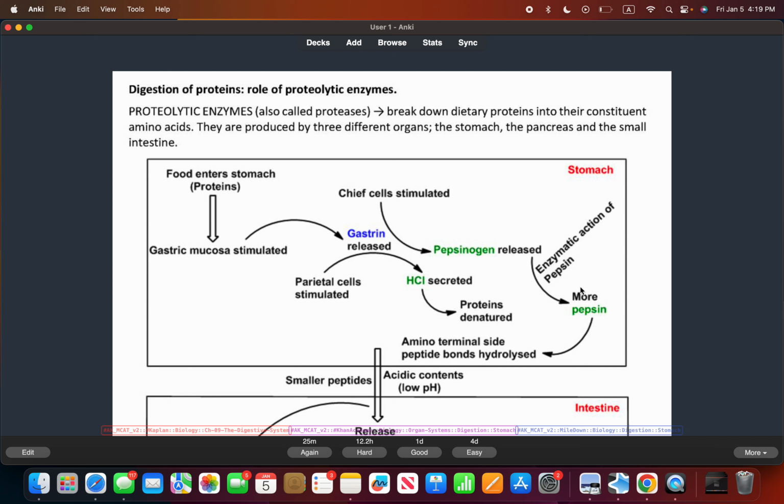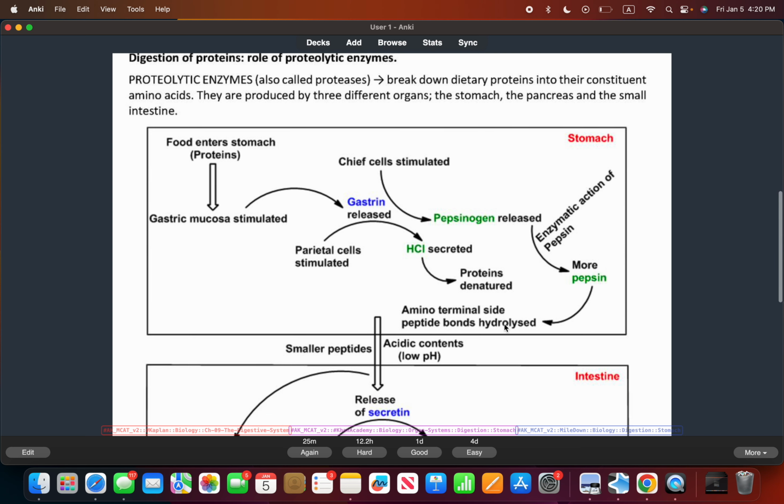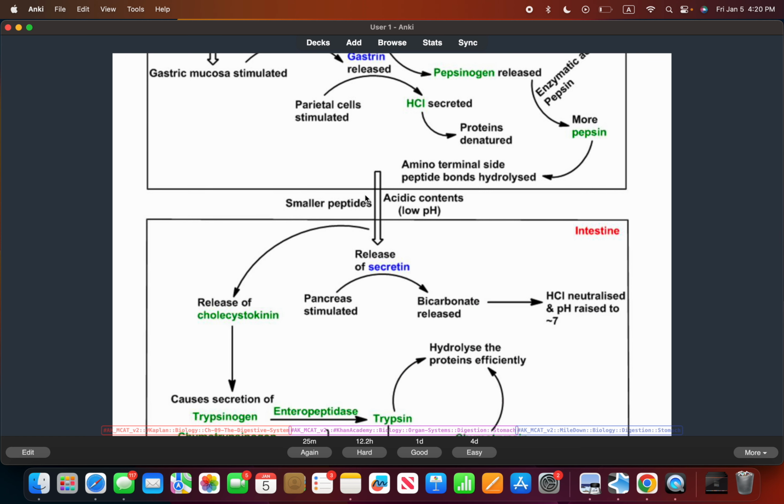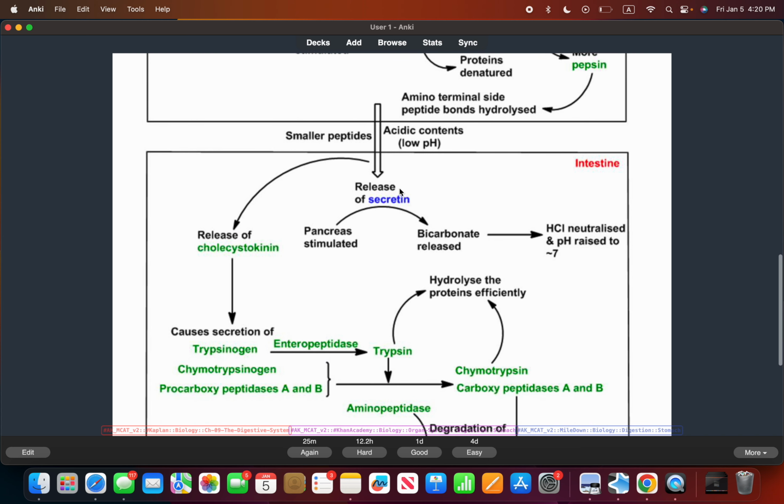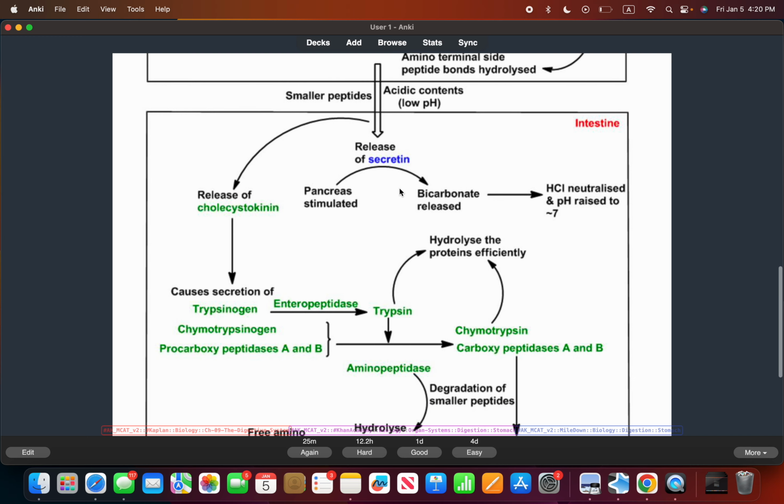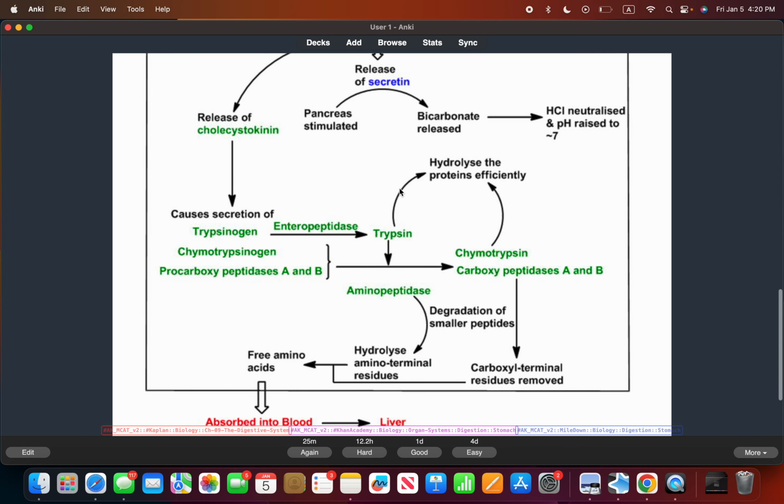So there's more pepsin, and then the pepsin causes the hydrolysis of peptide bonds on the amino terminal side. So the peptide bonds are hydrolyzed via the amino terminal side. Now smaller peptides are transferred to the intestine. This is where we have acidic contents, so the pH is low here, and this is what happens inside the intestine.